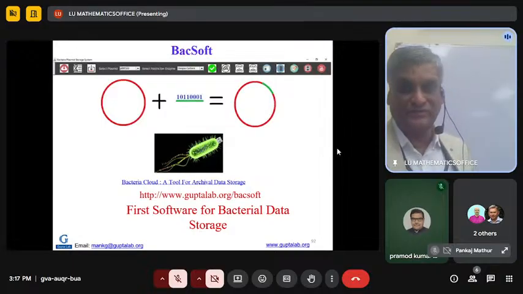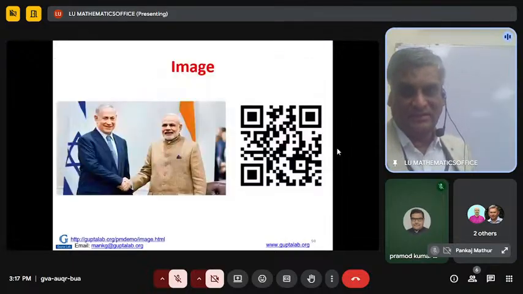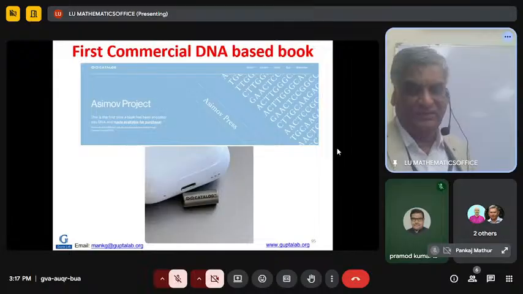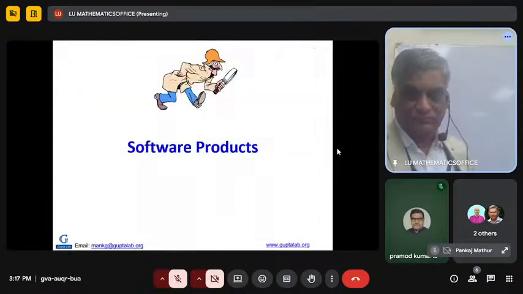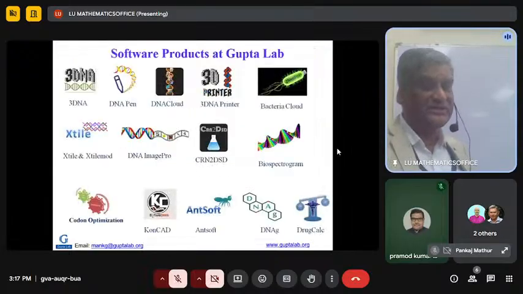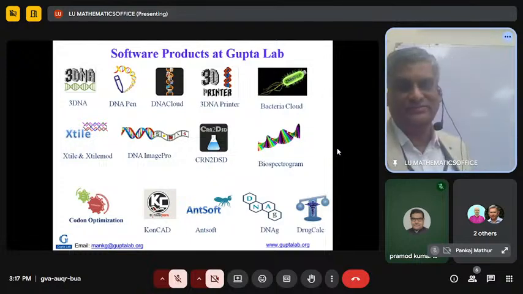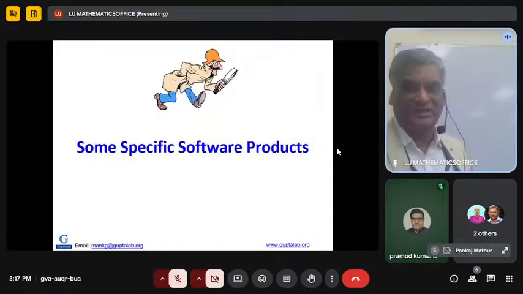You can use this software to store data into bacteria. This is the image that we have stored. This is the book; the first commercial DNA-based book has been released. We have these 14 software products that I was mentioning, different for different tasks. I don't have time to discuss all of this, but you can find them.